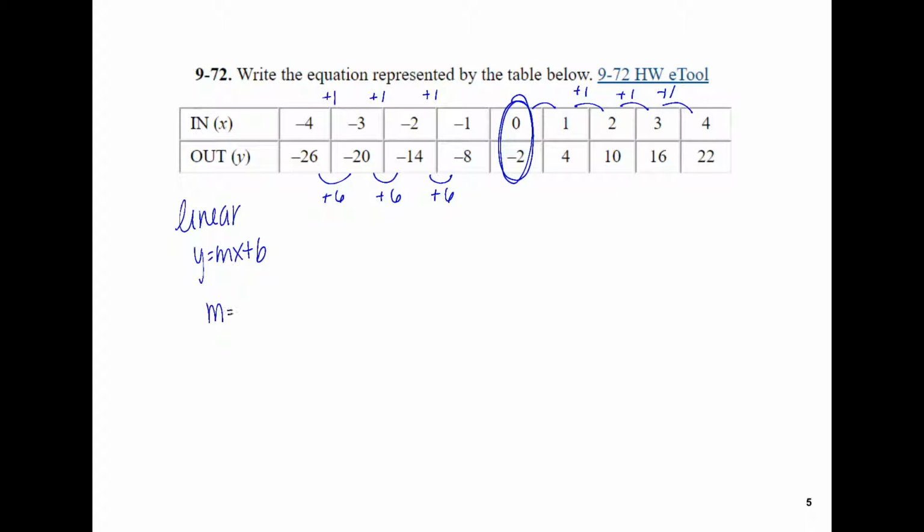For our m, we want to do our change in y over our change in x. So our slope is 6 over 1, x plus our starting value, our initial value at 0, is -2.